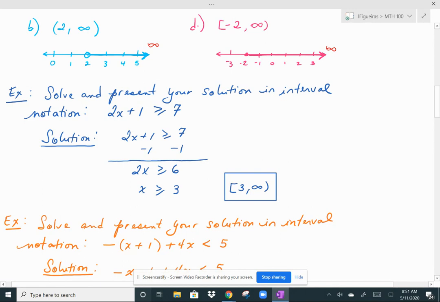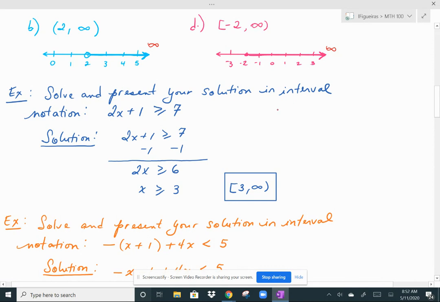So that leaves us with 2x is greater than or equal to 6, then divide by 2, and you get that x is greater than or equal to 3. So in interval notation, this would go from 3 to infinity, and because it's greater than or equal to, we want a square bracket in front of the 3. And you can check these the same way you would check your equations. You only have to check one value.